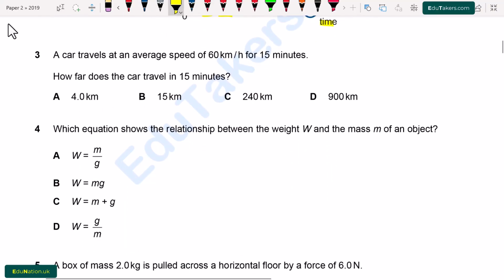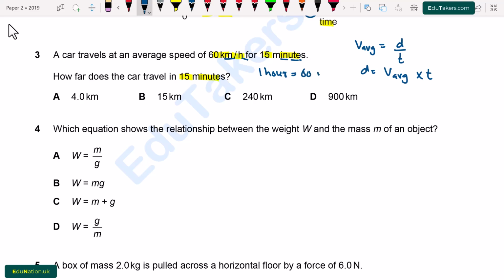Question number 3. A car travels at an average speed of 60 km per hour for 15 minutes. How far does the car travel in 15 minutes? So here time and speed is given and we have to find out distance. So I write here speed is equal to distance over time, while the distance is equal to speed multiplied by time. Here average speed is given in kilometer per hour and the time is given in minutes. We know that 1 hour is equal to 60 minutes.